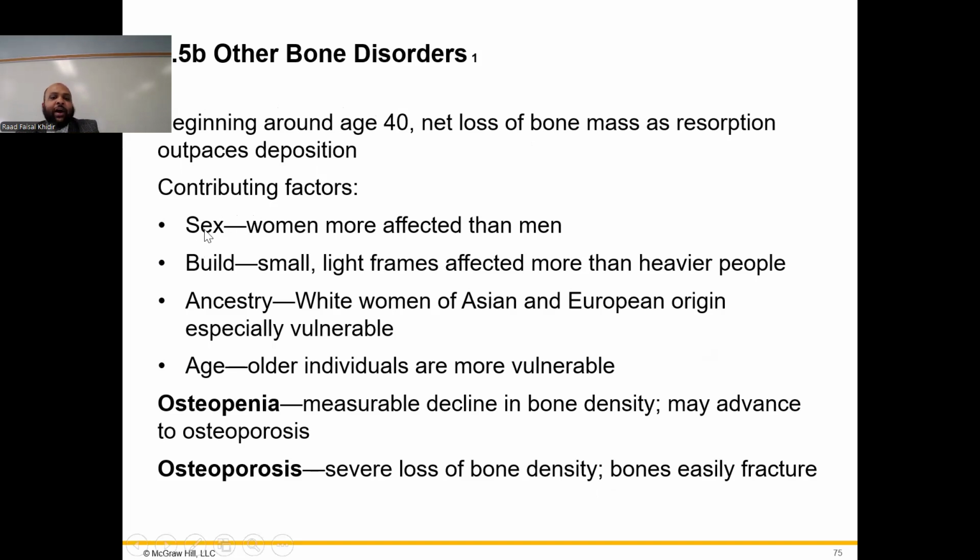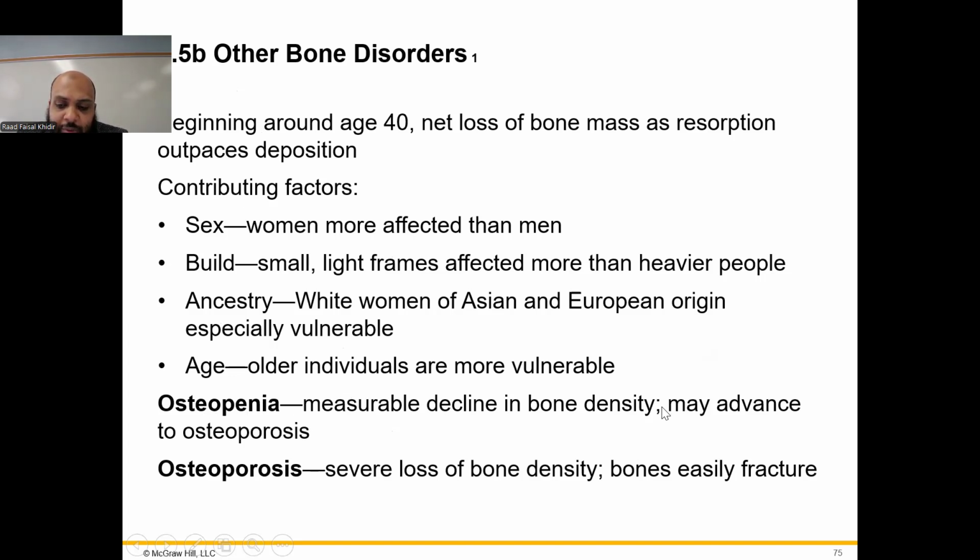So contributing factors are the sex. Women are more affected than men due to menopausal osteoporosis. The build also: small, light frames are affected more than heavier people. Also, the ancestry: white women of Asian and European origin are very vulnerable, and older individuals are more vulnerable than the younger.